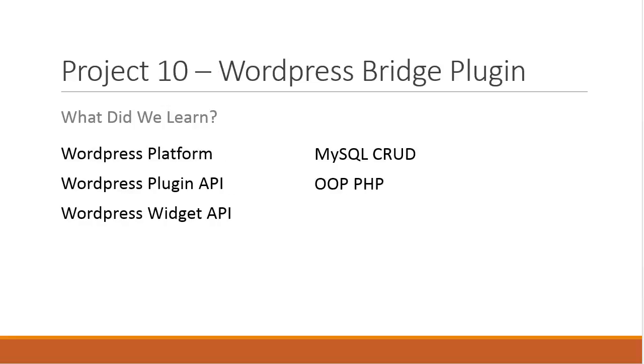And then finally we built a WordPress bridge plugin so that we could display products from our Gaming Place database in our WordPress site. And again, we looked at the plugin API platform, object-oriented programming, and things like that. So that's our 10 projects.